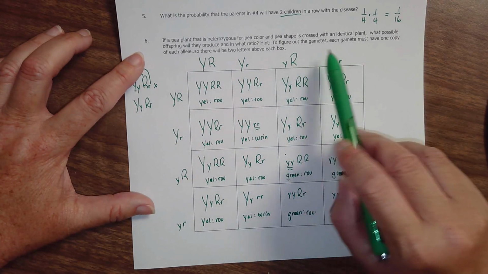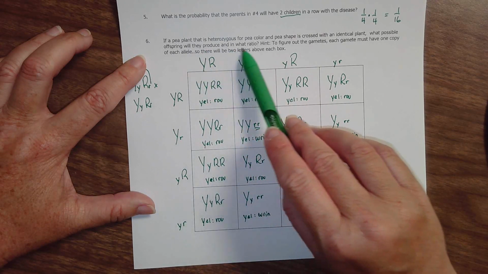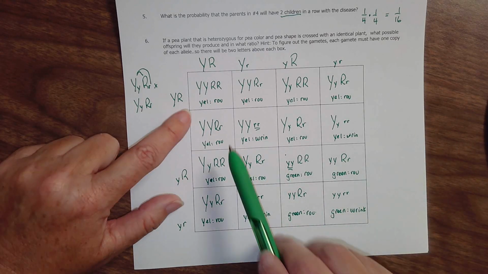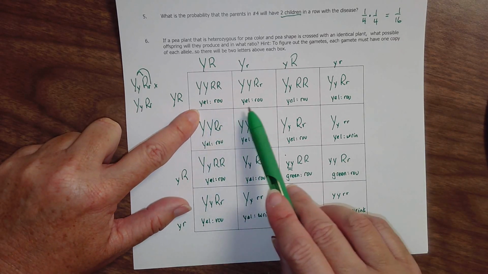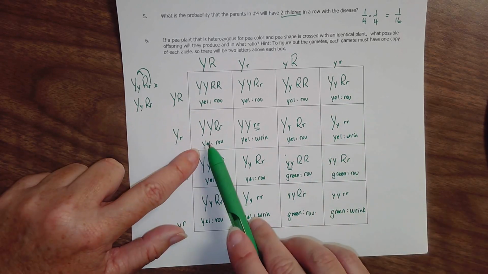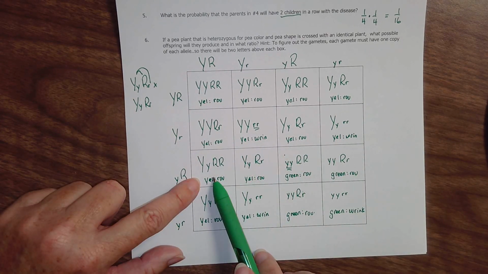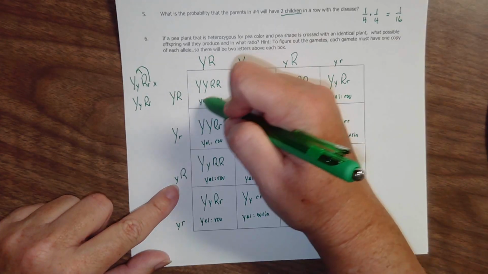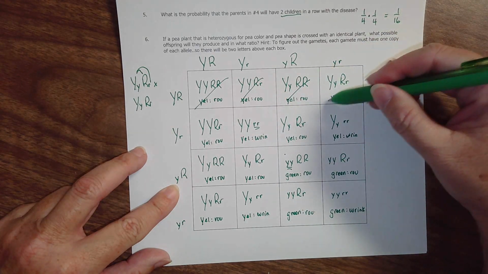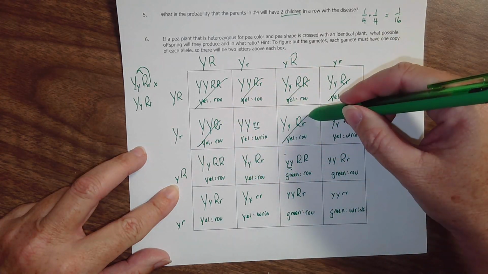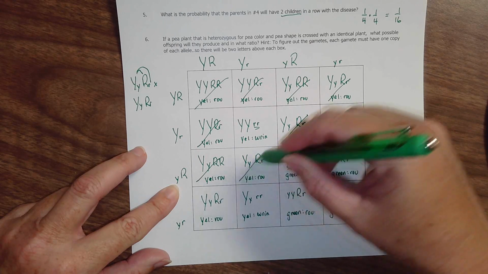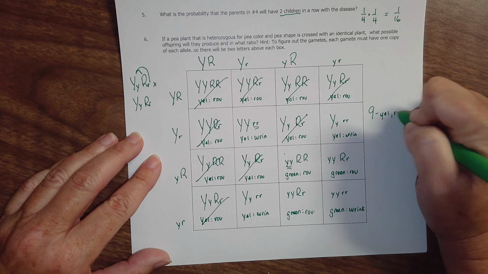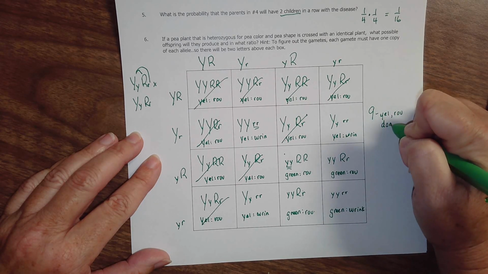Now we need to count, so we want to know what possible offspring they will produce and in what ratio. So I have to go through and count. Let's count the yellow rounds first. 1, 2, 3, 4, 5, 6, 7, 8, 9. Probably should have crossed them off. 1, 2, 3, 4, 5, 6, 7, 8, 9. So I have 9 yellow round. Those are both of the dominant traits.